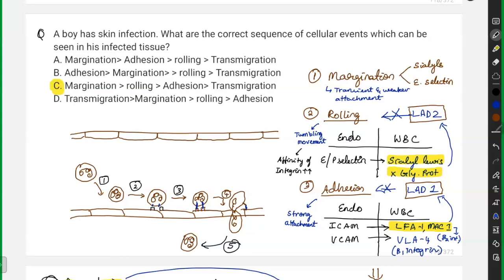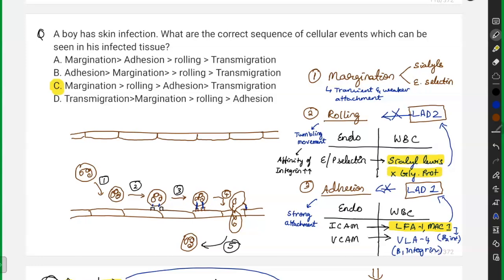Now coming to LAD2, leukocyte adhesion deficiency 2. What is this LAD2? LAD2 is an autosomal recessive condition which is caused by the absence of Sialyl Lewis X. When the Sialyl Lewis X is absent, this is a fucose containing ligand for P-selectin, E-selectin.